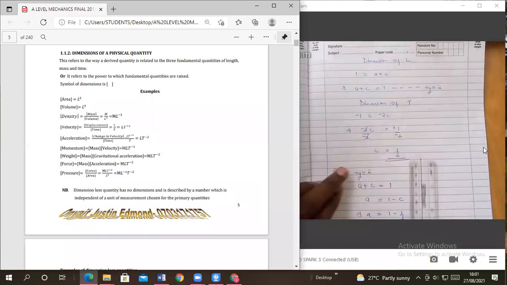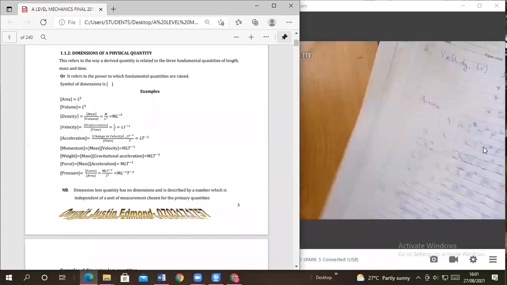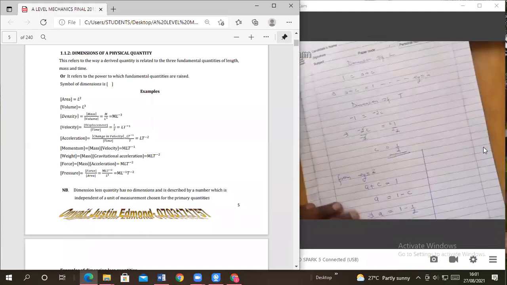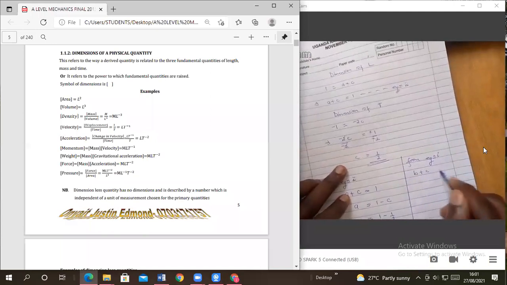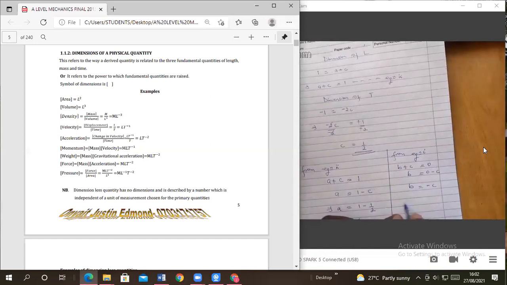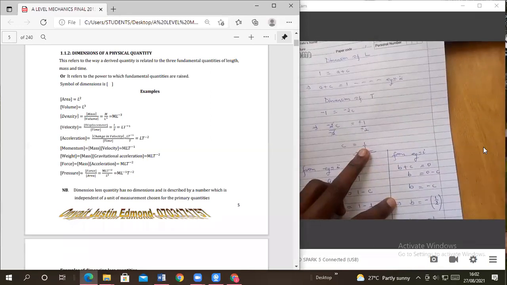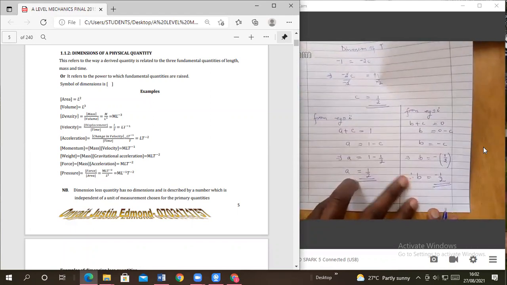We know the value of c and we know the value of a. We are left with the value of b. How do we get b? We come back to equation 1, which is b plus c equals 0. So b is equal to 0 minus c, so b is equal to negative c. Since c is positive a half, b is negative a half.